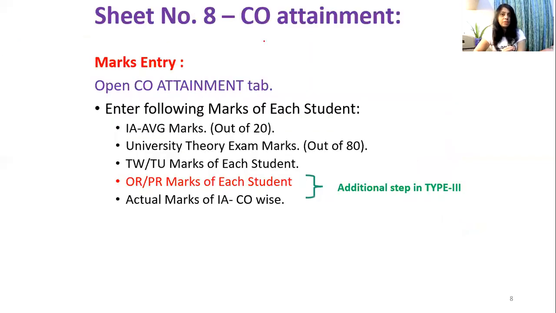Then again open sheet number 8, CO attainment. Everything is according to type 1 and type 2. Open the CO attainment tab and enter the following marks. Internal average marks out of 20, that I have already explained in type 1 and type 2. University theory exam marks, this also I have explained in type 1. Term work tutorial marks are explained in type 2. And now you have to enter the oral practical marks of each student. So this is only an additional step in type 3. Otherwise everything is according to type 1 and type 2.